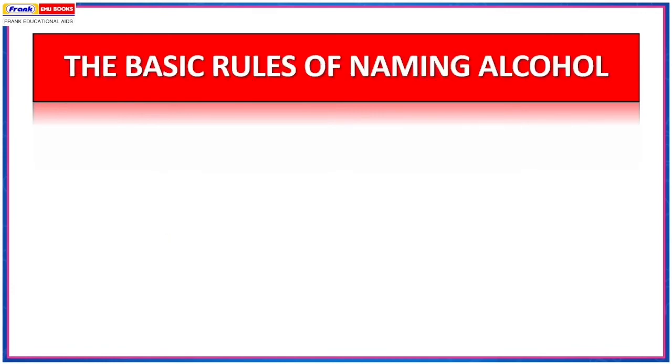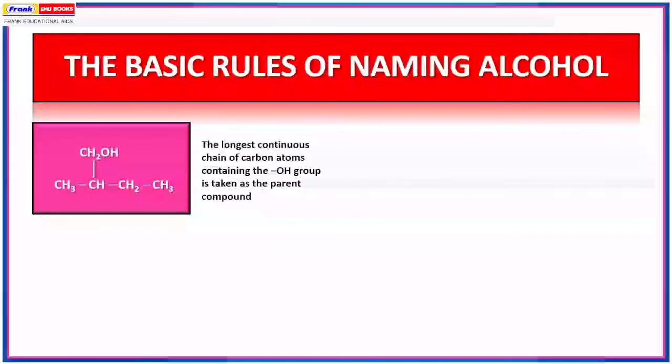Organic chemistry. Alcohol, ROH, R, any alkyl group: CH3OH, C2H5OH, C3H7OH, C4H9OH. The basic rules of naming alcohol: the longest continuous chain of carbon atoms containing the OH group is taken as the parent compound. Here, the parent compound is a 4 carbon atom chain.